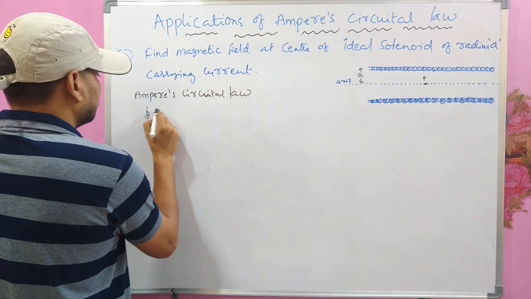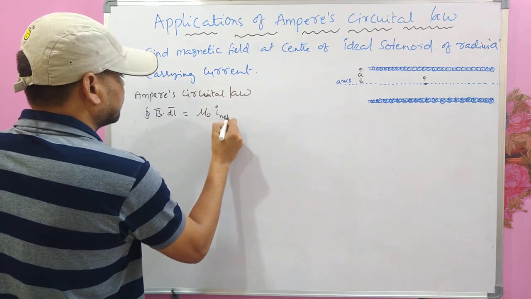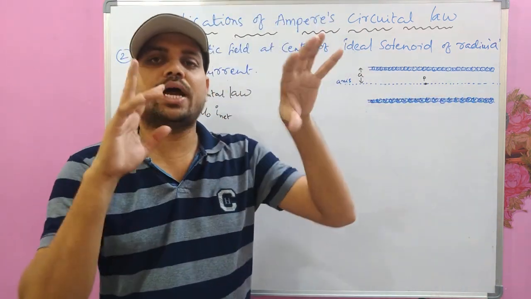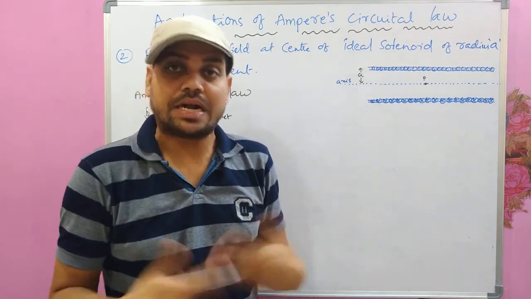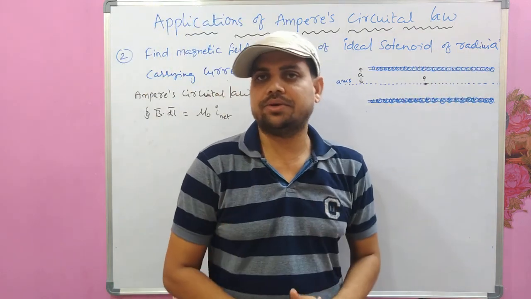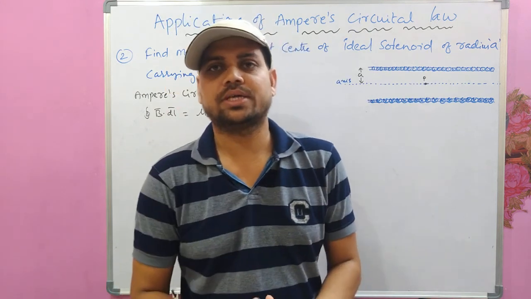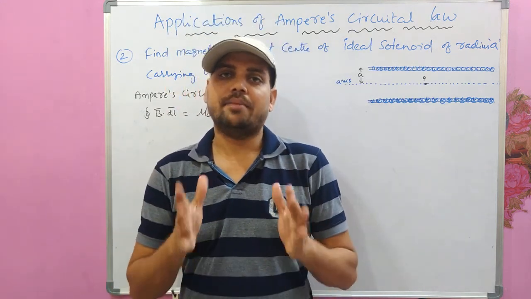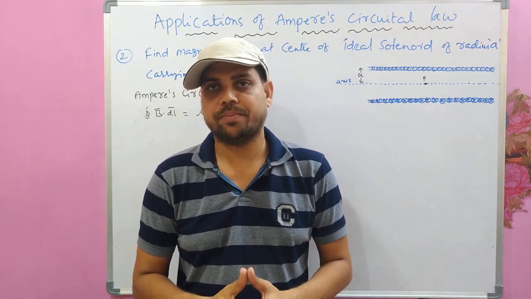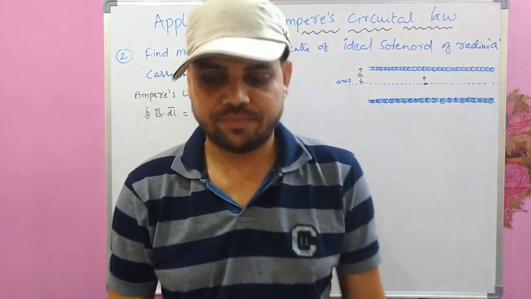Integral B dot dl equals mu naught I net. What is I net? It is the total current passing through the Amperian loop that we have considered. What is an Amperian loop? Now we will see. Before you apply Ampere's circuital law to any problem, first you have to choose a correct Amperian loop, which is an imaginary loop, which must pass through the point where you are finding the magnetic field.